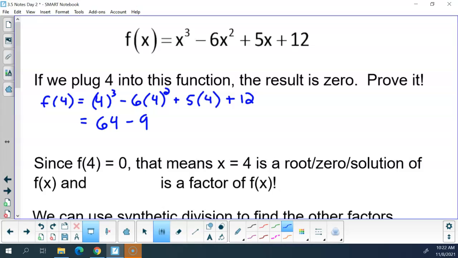64 minus 96 plus 20 plus 12. 64 minus 96 is negative 32. Negative 32 plus 20 is negative 12. Plus 12 is 0. Right?